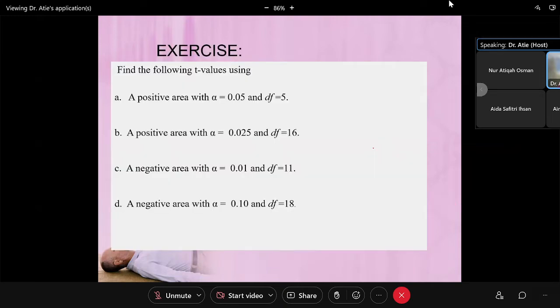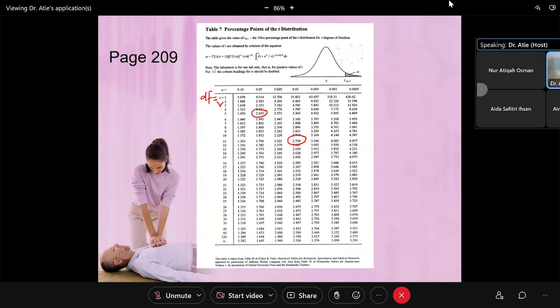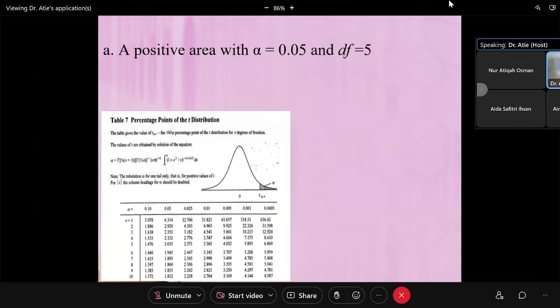Okay, so let's try to answer these questions. Find the following T values using a positive area, it says here, with alpha equal to 0.05 and df equal to 5. Okay, so we need to look at page 209. Right, so this is how we answer this question.